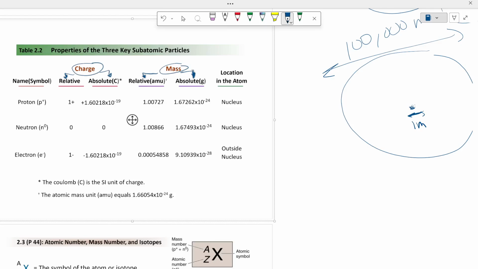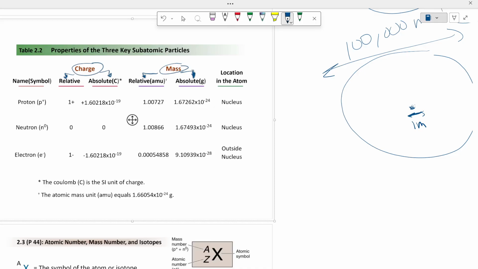Same thing for mass. The absolute or actual mass of a proton is 1.672 times 10 to the power minus 24 grams, which is a part of a trillion of a gram. It's extremely small, something that we cannot imagine. The mass of a neutron is 1.674 times 10 to the power minus 24 grams. Approximately, the mass of a proton and a neutron are equal, with the neutron a little bit heavier than the proton, while the mass of an electron is 9.1 times 10 to the power minus 28 grams.